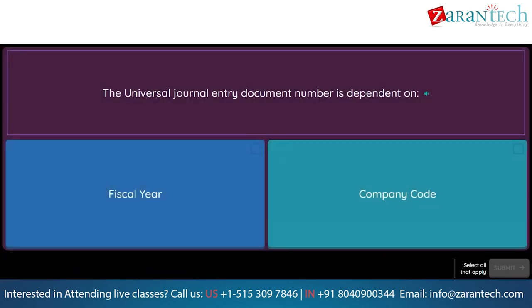Question: the universal journal entry document number is dependent on. Option 1, fiscal year. Option 2, company code.